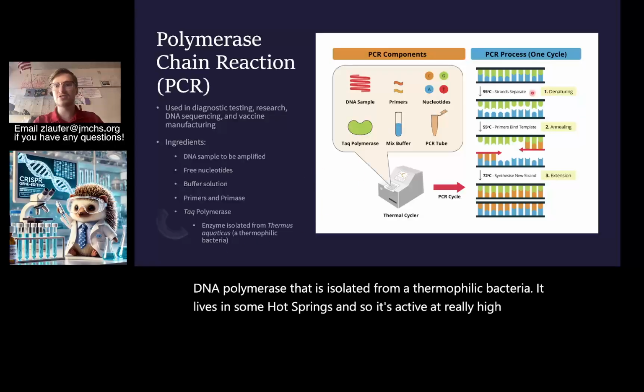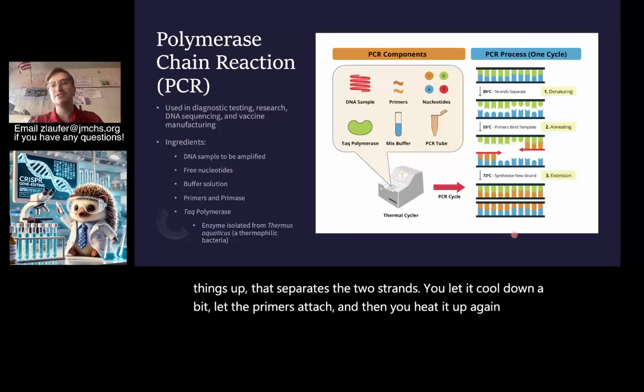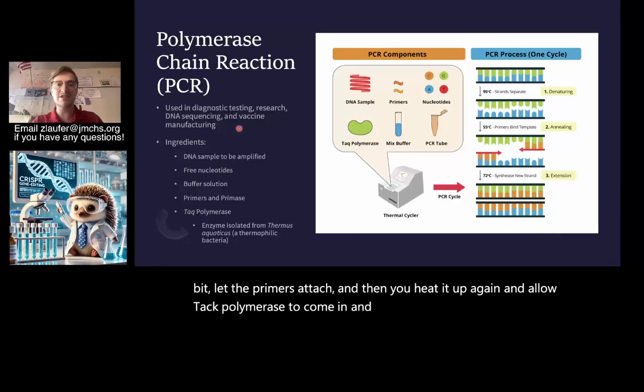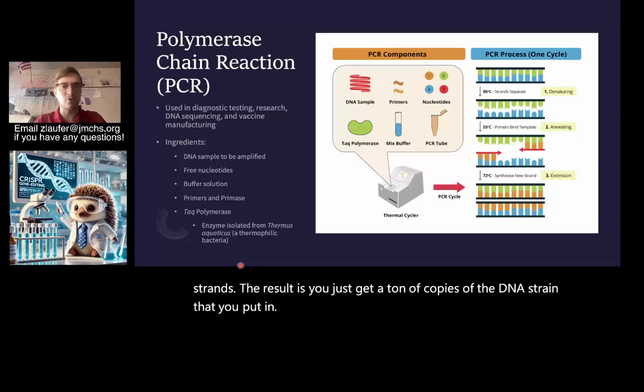And so the main idea is just that you heat these things up. That separates the two strands. You let it cool down a bit, let the primers attach, and then you heat it up again and allow Taq polymerase to come in and actually make the new DNA strands. The result is you just get a ton of copies of the DNA strand that you put in, which is a very useful thing for research.